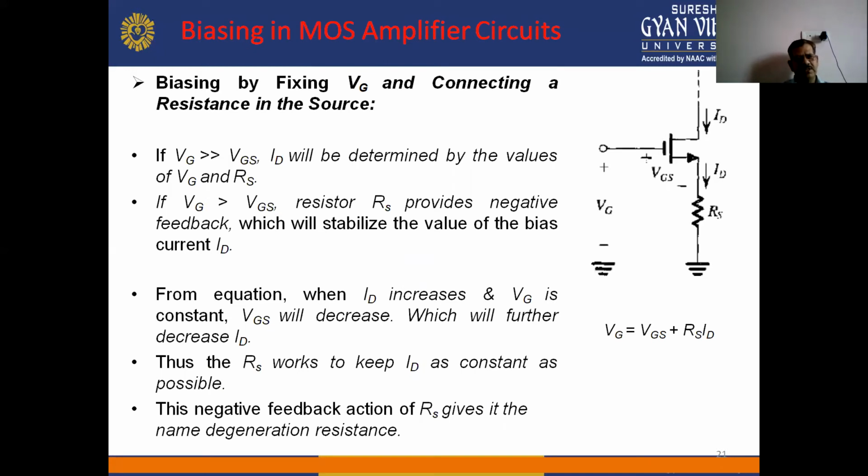If VG is much greater than VGS, then ID will be determined by the values of VG and RS. In that case, resistor RS provides negative feedback, which will stabilize the value of the bias current ID. From the equation, when ID increases and VG is constant, VGS will decrease, which will further decrease ID. Thus RS works to keep ID as constant as possible, and this negative feedback action of RS gives it the name degeneration resistance. So VG equals VGS plus RS ID.